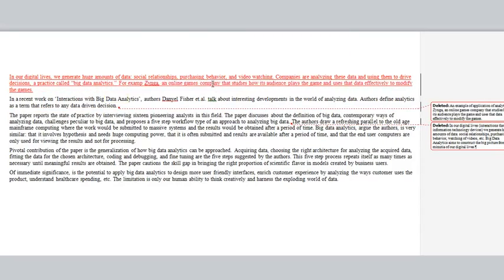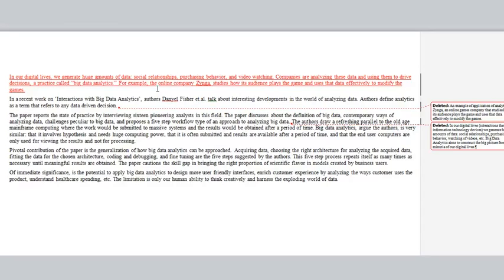So let's say, for example, the online company, Zynga, studies how its audience plays the game and uses that data effectively to modify the games. So now we get a really good example of exactly how this works. So now we kind of have a big picture statement of what exactly we're talking about.